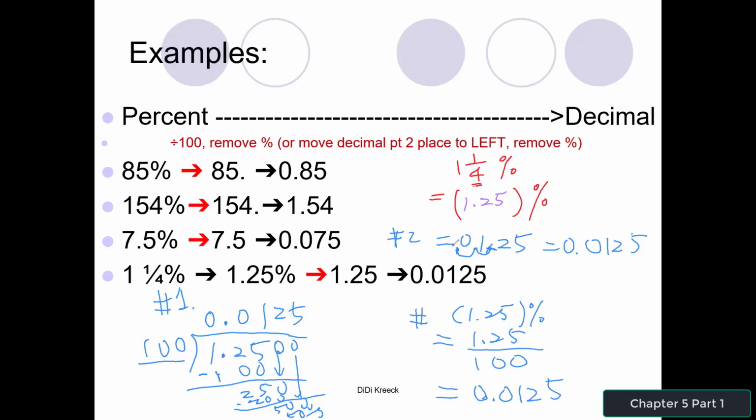Method number 2, simply after converting our fraction, either by method number 1 or method number 2, you need to convert the fraction into decimal first, and then convert percent into decimal by either moving the decimal point 2 places to the left and removing the percent symbol, or dividing that newly converted decimal by 100 and removing the percent. This is the foundation of percents. So you need to become a master of how to convert any percent into decimal, so that when we get into multiplying, dividing, adding and subtracting percents, it will be a piece of cake for you, okay?